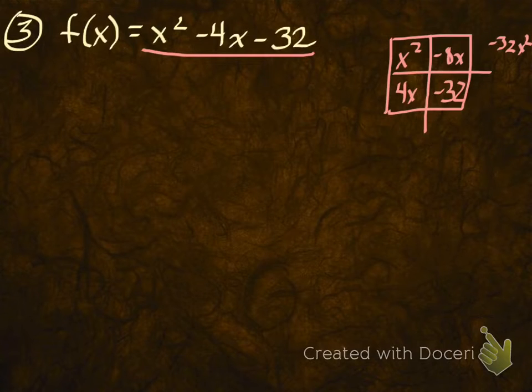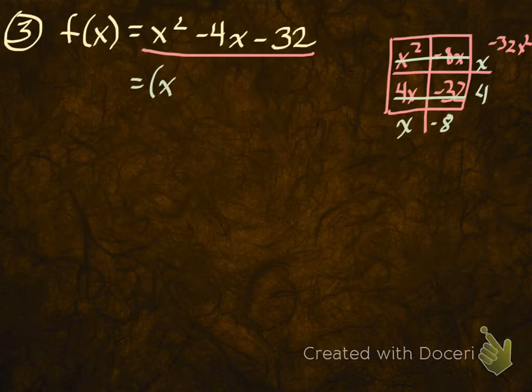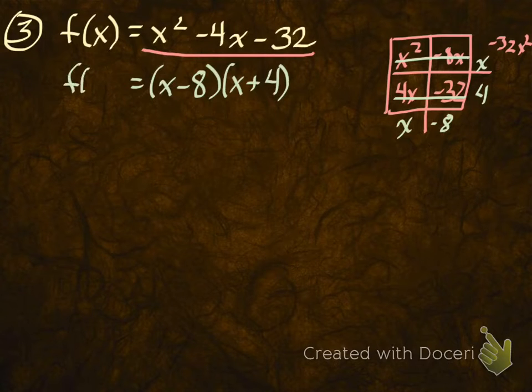And so when I factor that, out of these two terms I can factor out an x. Out of these two terms I can factor out a -8. Going left I can factor out an x. Going right, I can factor out a 4. And so my factors are x minus 8 and x plus 4 is equal to that f of x. This is factored form. This form will help you find your x-intercepts quickly.